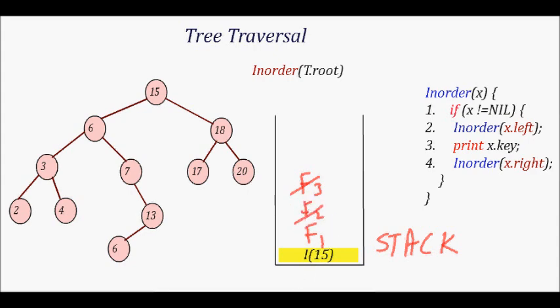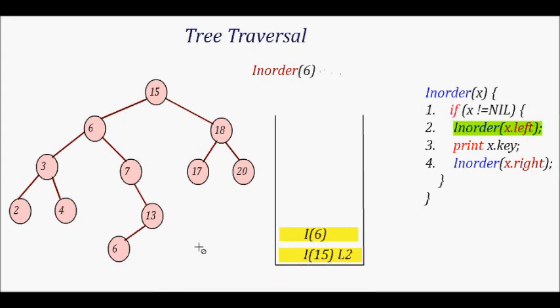First, I call in-order with the root node, which is 15 here. So I call it I15 as the argument. Next we have I15. In-order x.left is called, because node 15 is not null. So we will call x.left. X was 15 here, so I called x.left, which is 6.